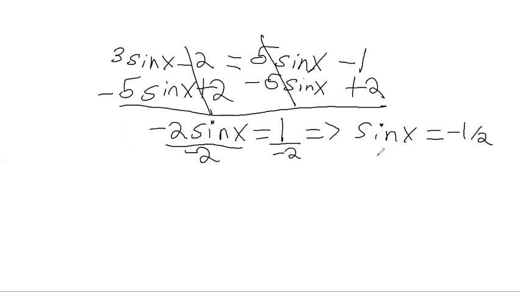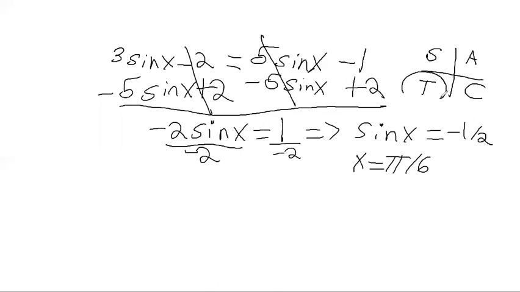So now there are two things I have to figure out here. The first is the reference angle. So where does sine of x equal 1/2? Sine of x equals 1/2 at pi over 6. The other part is, where is sine negative? I have to look at the quadrants. All Students Take Calculus. So where is sine negative? The third quadrant and the fourth quadrant.